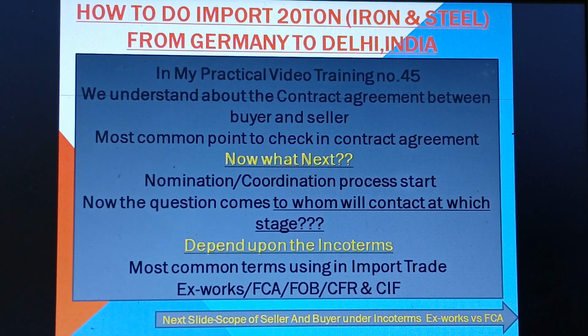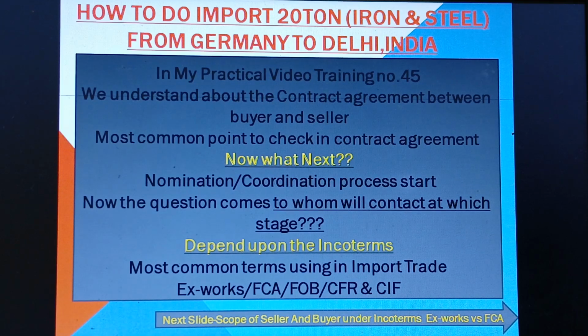Based on that, we understand to whom we will connect, to whom we will nominate, and with whom the coordination will start. This is the most important, and you need to better understand the Incoterms. Then you can start your coordination further with the overseas party. In the next slide, we'll show you the scope of seller and buyer under Incoterms, Exworks versus FCA. So this is the most important.